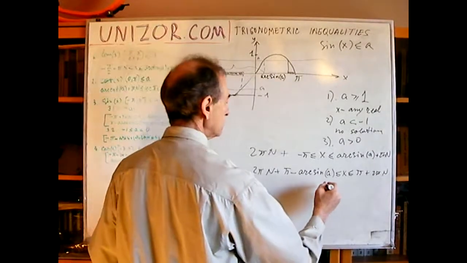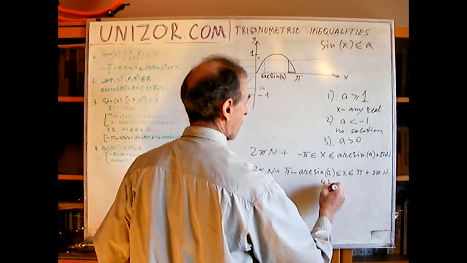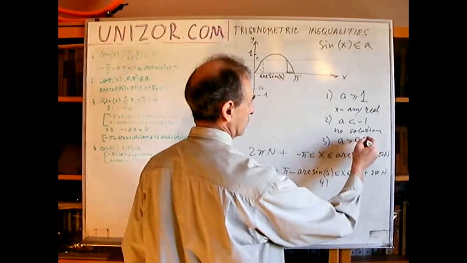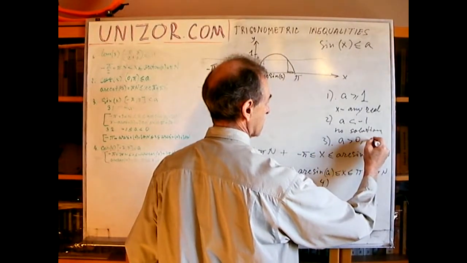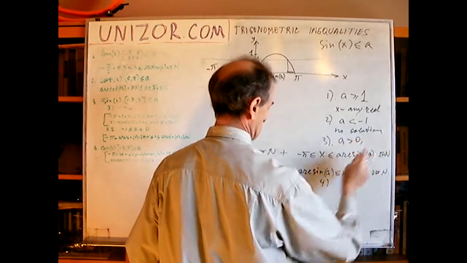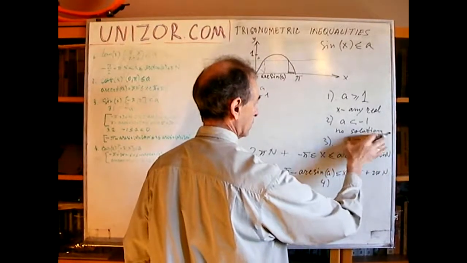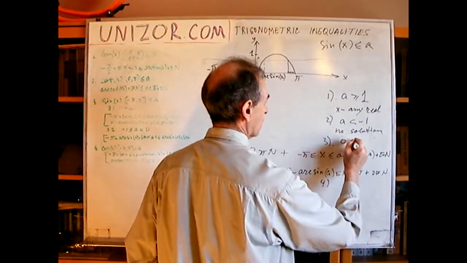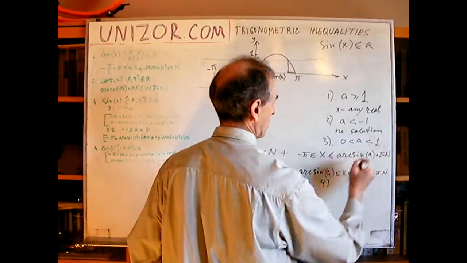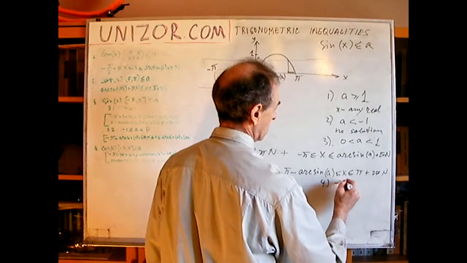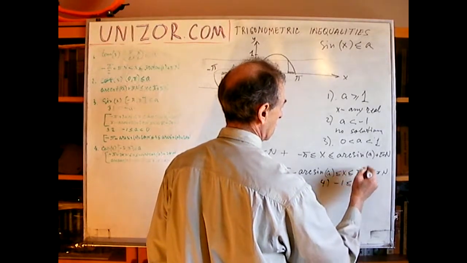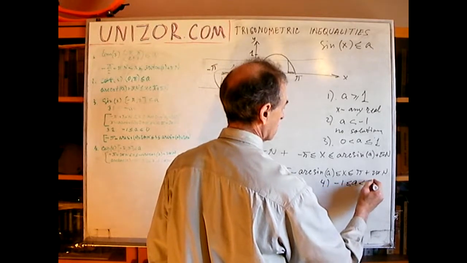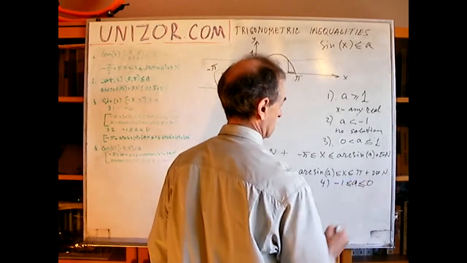Now, what I mean is a is still less than or equal to 1. It's not just greater, because in these cases it's from 0 to a to 1. And this is from minus 1, you can put equals here, to 0.